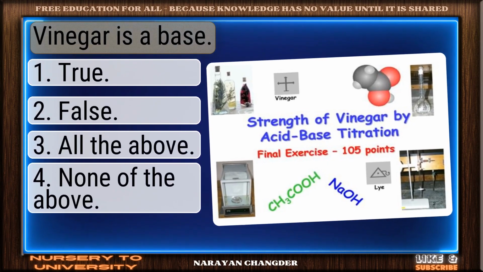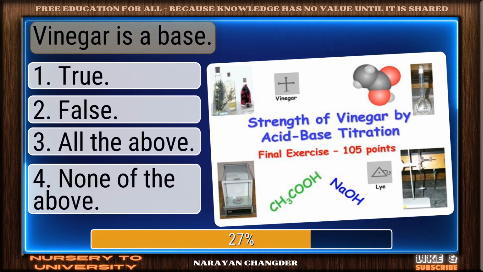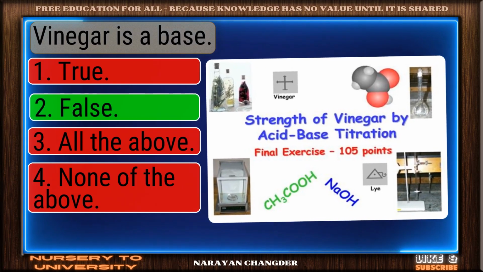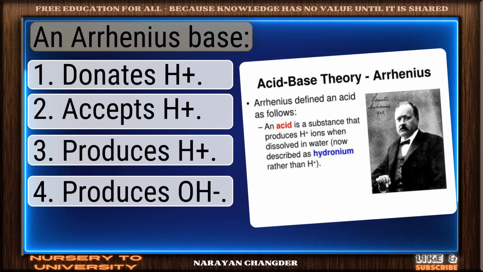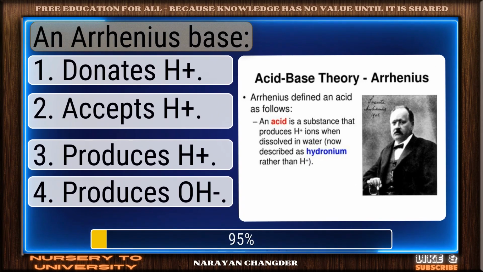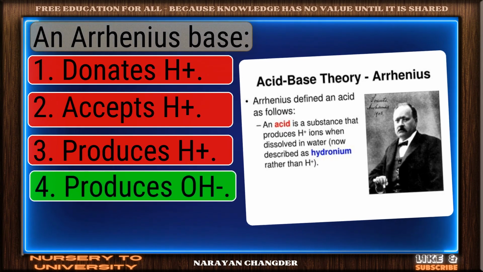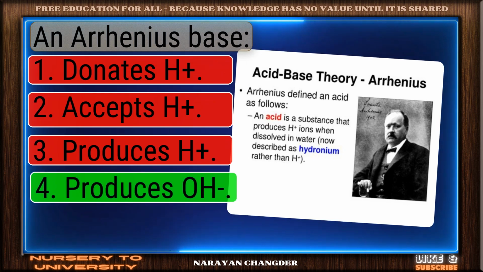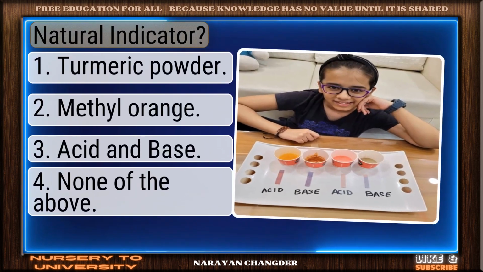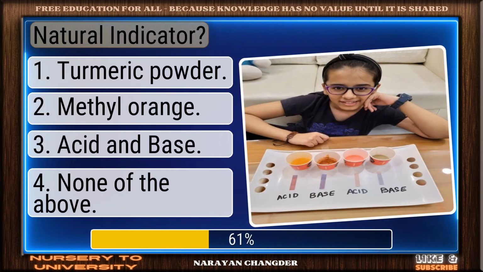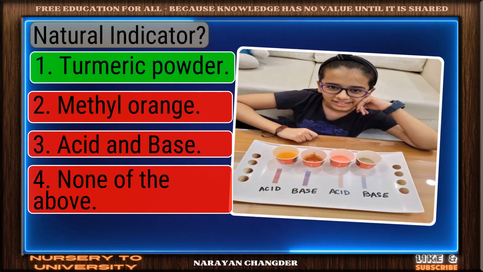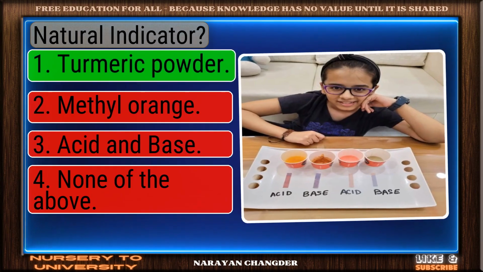Question number 254. Vinegar is a base. Valid point. False is true. Question number 255. An Arrhenius base. Strong choice. Produces OH- is the right answer. Question number 256. Natural indicator. Right again. Turmeric powder is a valid answer.